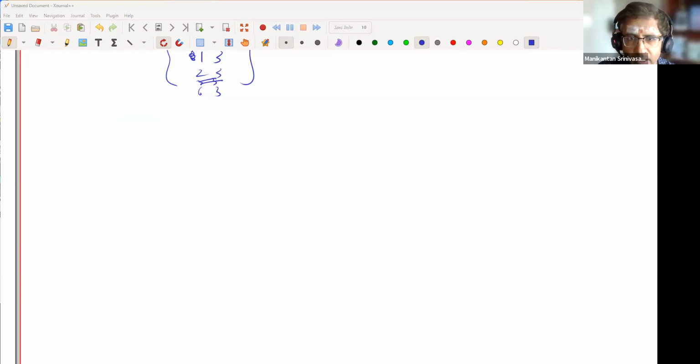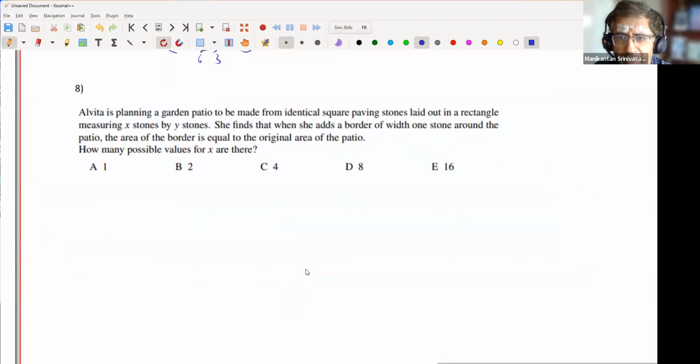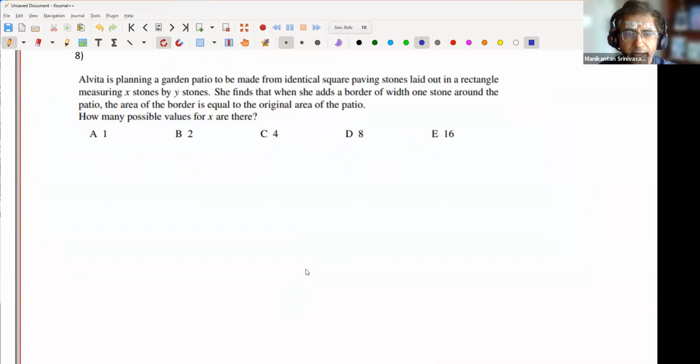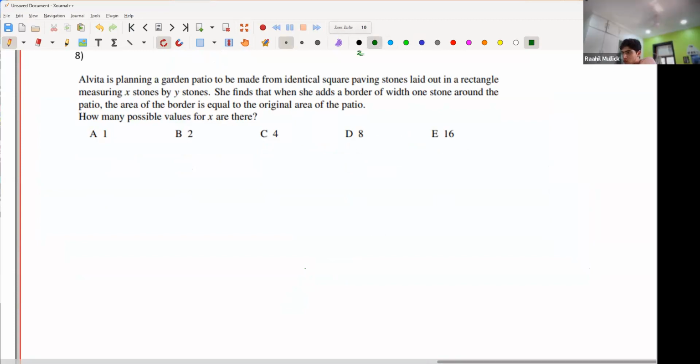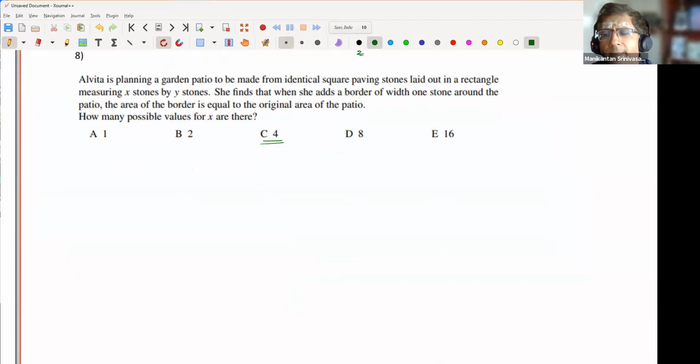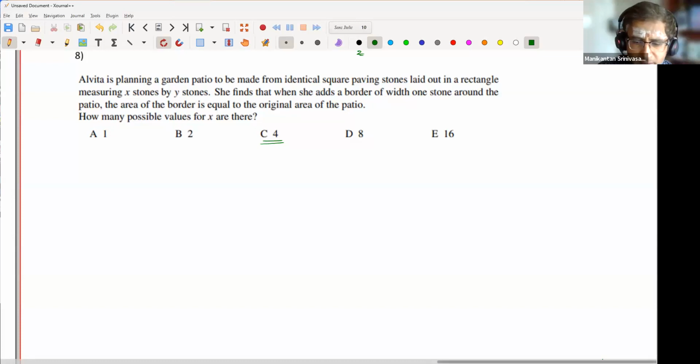Question 8. Alvita is planting... identical square paving stones laid out in a rectangle measuring x by y. She finds that when she adds a border of width 1 stone, the area of the border is equal to the original area of the patio. How many possible values for x? Rahul, what did you get on this one? I got C. Okay. Keshav? C, 4. Okay, 4. Any other answers, guys?